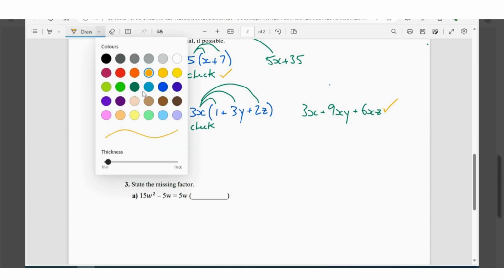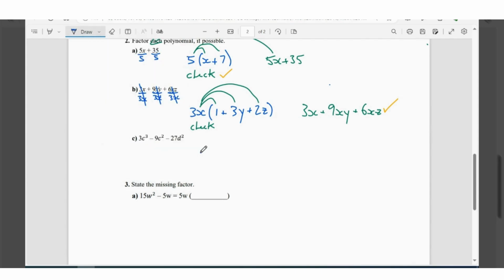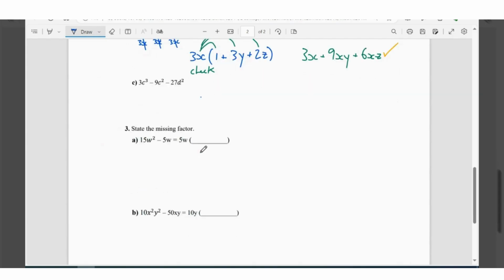Let's do the last one together. I won't check this one. Looks like we have a 3 can go into 3, 3 can go into -9, and 3 can go into 27. So I think that's going to be our best.